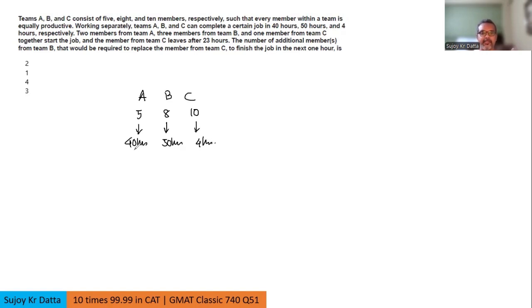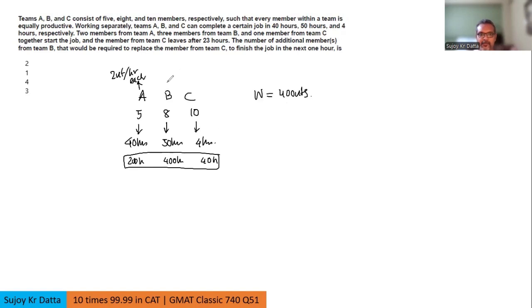All right. So that means effectively a single person would have taken 200 hours. A single person here would have taken 400 hours. A single person here would have taken 40 hours. So what we do is we take the LCM of this and we decide the work to be 400 units, to avoid all fractions and calculations. So now, since each person takes 200 hours and they complete 400 units, each person is doing 2 units per hour.